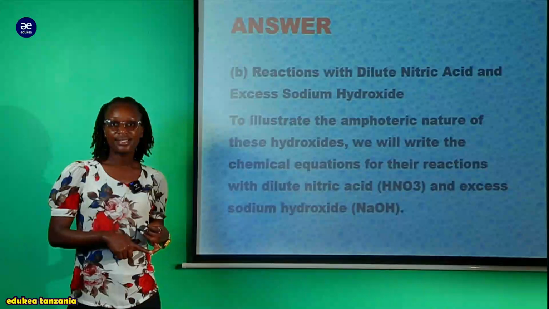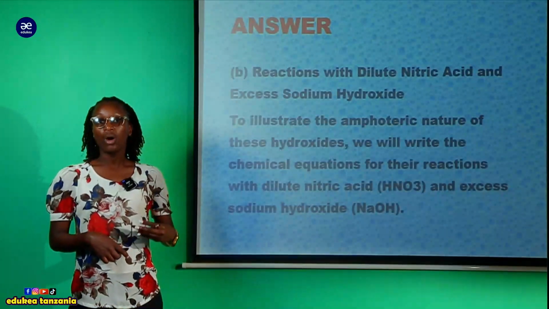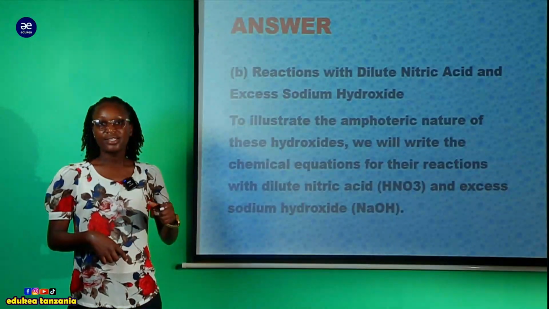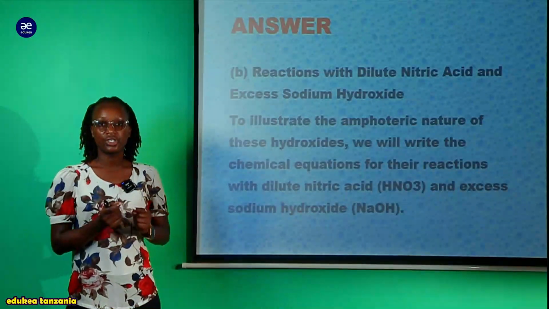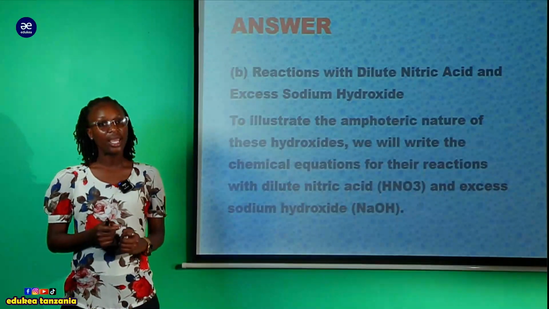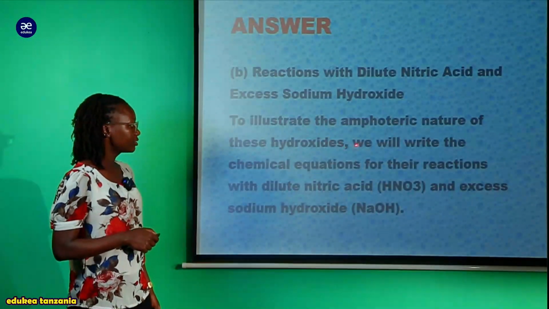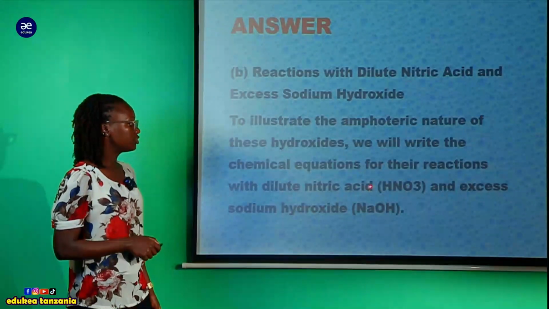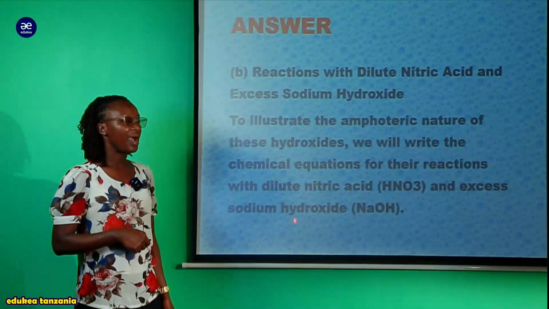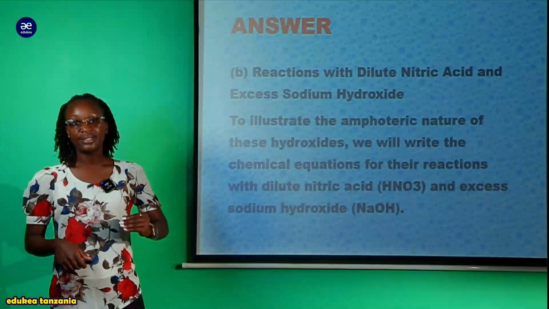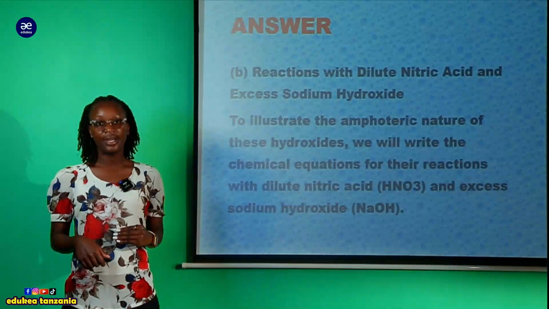Tumepewa nitric acid, this is acid, lakini pia tumepewa excess sodium hydroxide solution, hii ni base. Kwa hiyo metal ikireact na acid at the same time ikireact na hiyo base, hapa tunataka tufanye illustration au to demonstrate the concept of amphoteric nature. Kwa hiyo tunasema kwamba to illustrate the amphoteric nature of these hydroxides, we will write the chemical equation for the reaction with dilute nitric acid and excess sodium hydroxide solution. So once we react, this is how we can demonstrate the amphoteric nature.